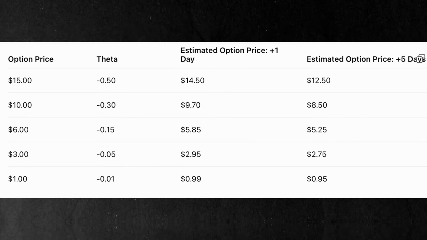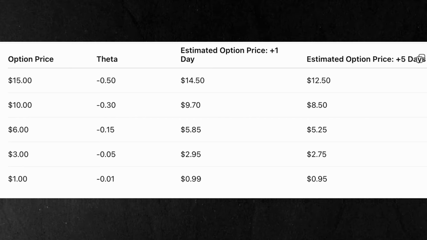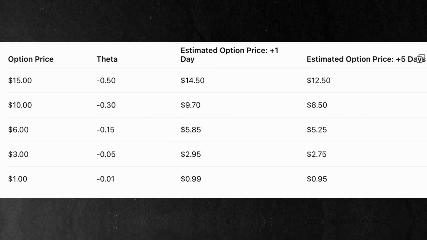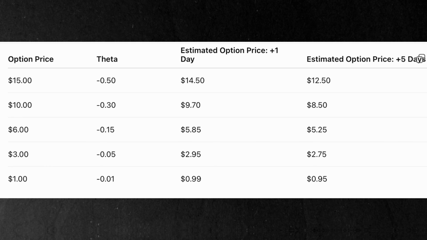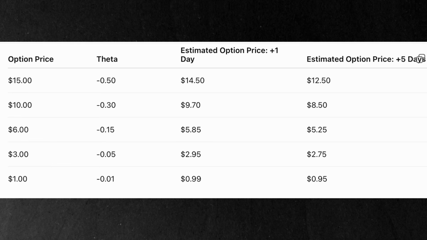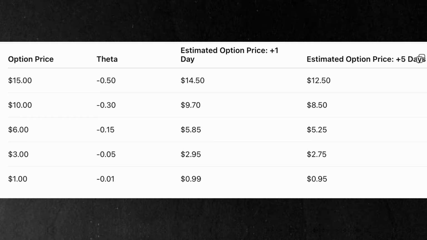So here you can see a table of different thetas and how option price changes. A simple example is if we have an option that has a premium of $15 and a theta of negative 50 cents. After 1 day, assuming the stock price and the implied volatility remain the same, that option is going to be worth $14.50.